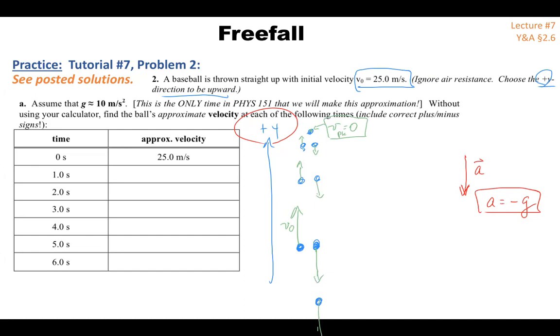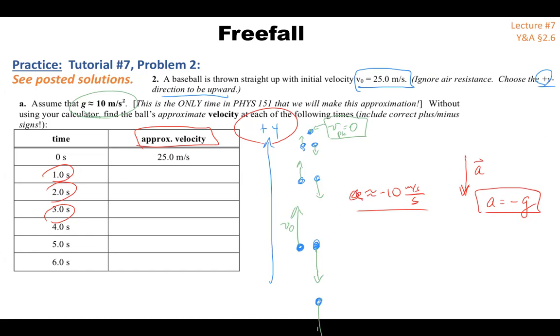All right. So what I'm asking initially is, let's make the simple assumption that g has a value of 10. In that case, the acceleration will be negative 10. So if we assume that the acceleration is negative 10 meters per second squared, then after 1 second or 2 seconds or 3 seconds has passed, what would be the approximate velocity of this baseball?